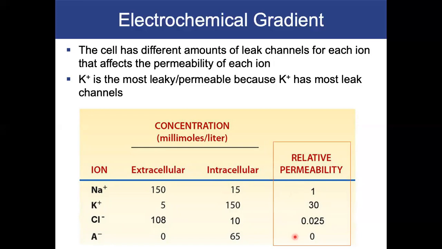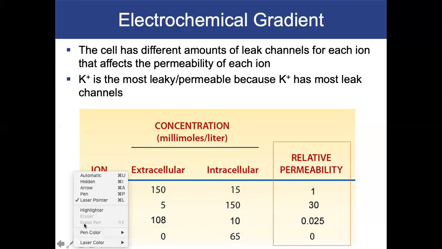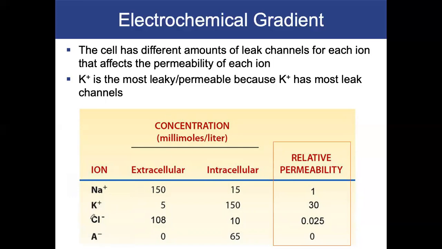Take a look at the permeability for chloride ions and the negative proteins inside the cell. It's almost 0. And so we don't really count the chloride ions, and we don't really count the negative proteins because the permeability is so minute. Okay, so we can just cross those bad boys out. So we can ignore this one, and we can ignore this one.